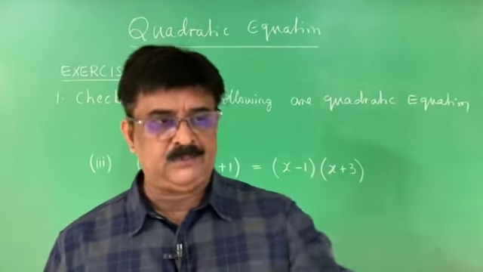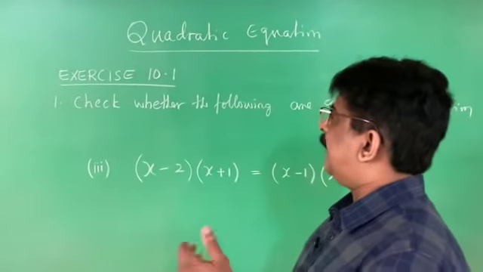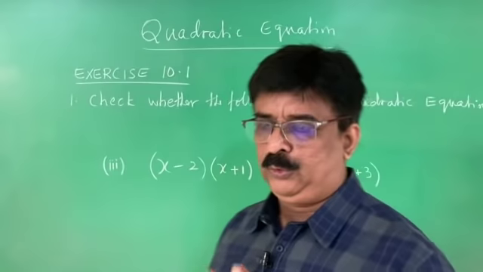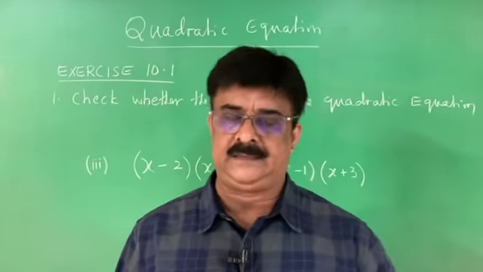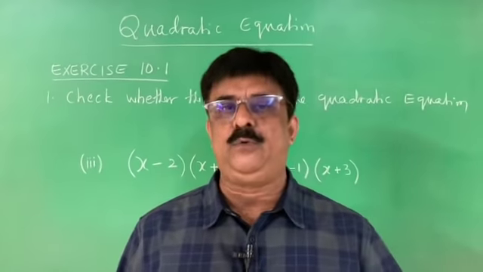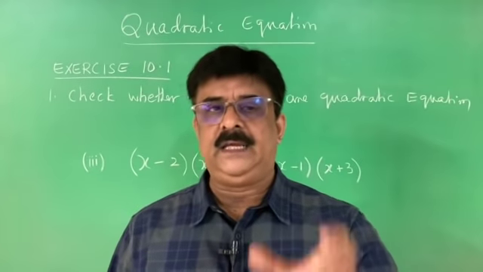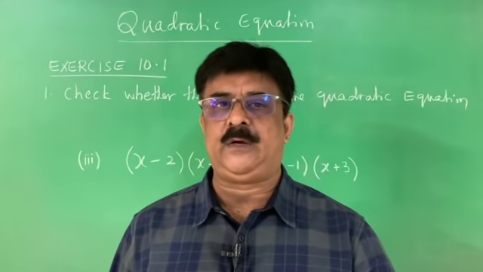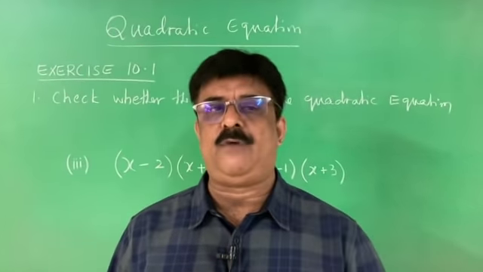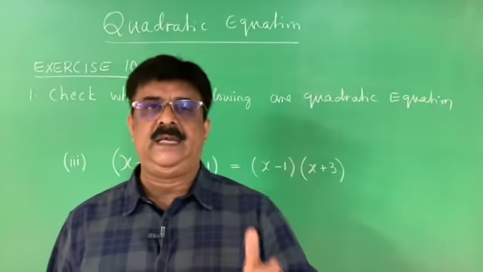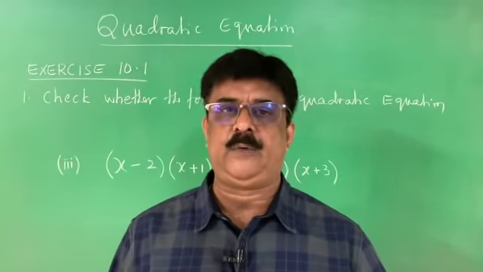Now I am solving an exercise, that is exercise 10.1. I completed two sub questions of the first main question of this particular exercise. In this exercise, if an equation is given, we have to verify whether the given equation is a quadratic equation or not. Therefore, we have to reduce that equation to the form ax² + bx + c = 0 and check whether the given equation is a quadratic equation or not.